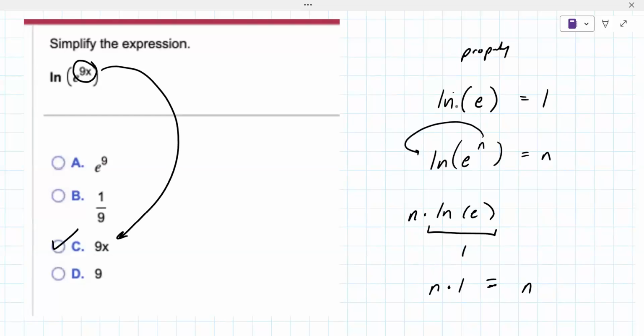See if I can find something more complicated. Okay, I think I have another one.